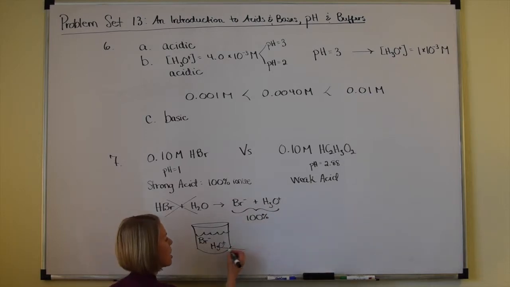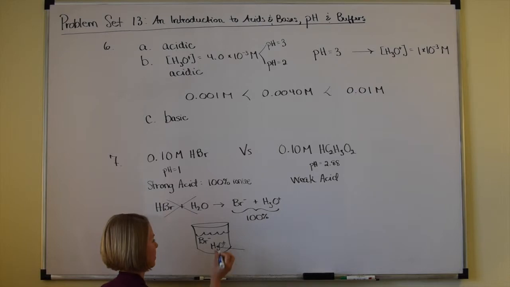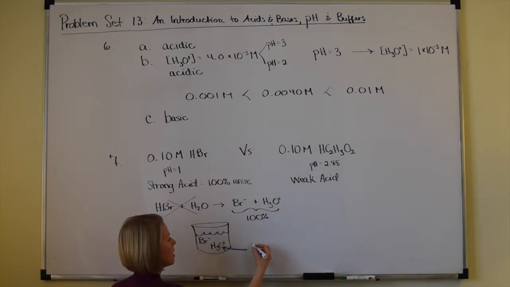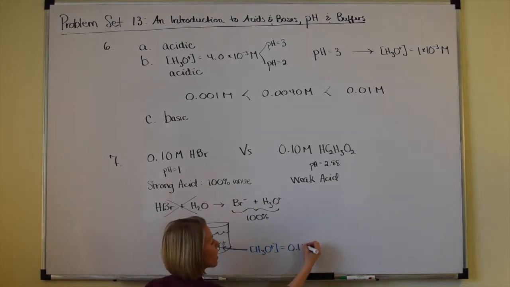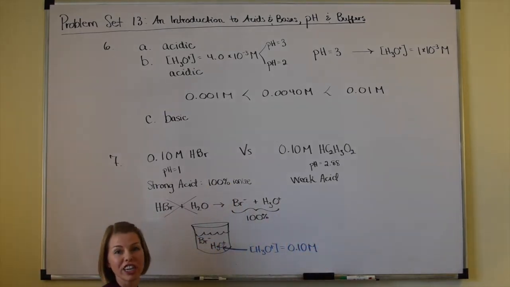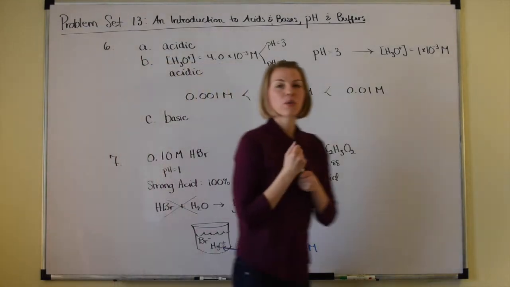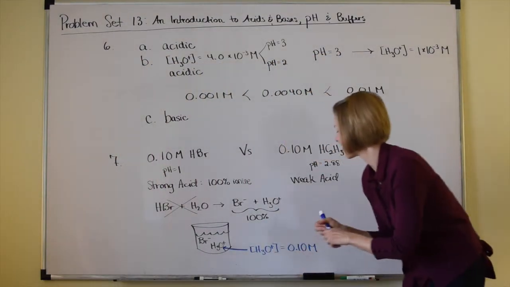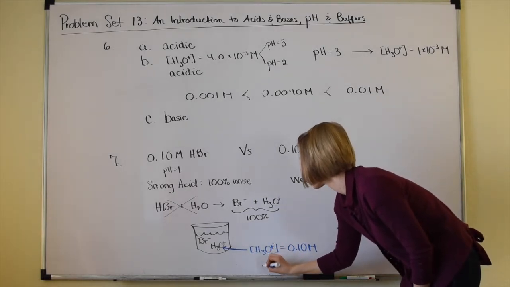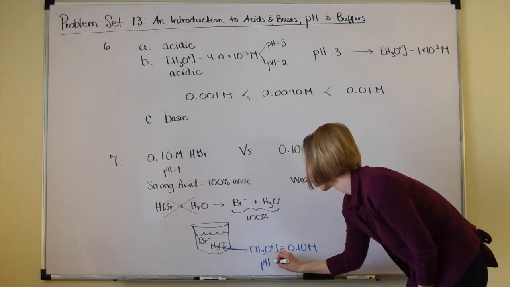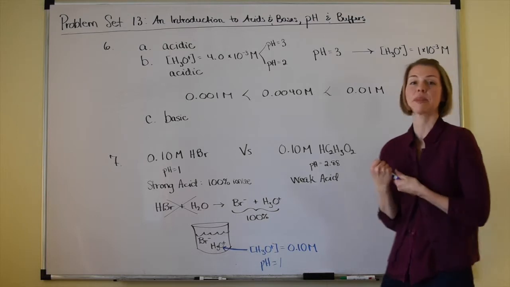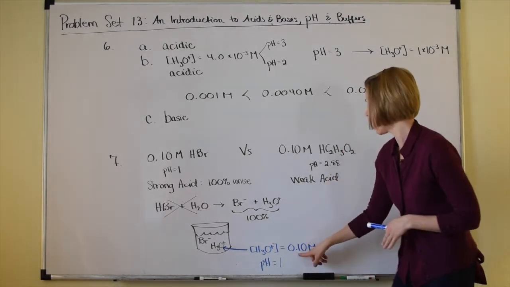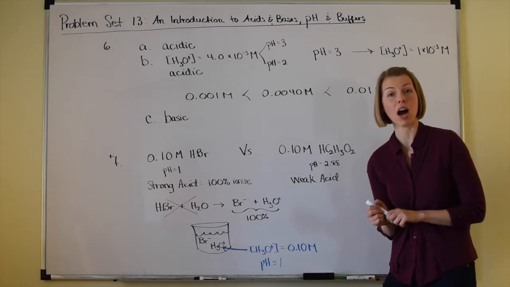So the concentration of the hydronium cations, and let's write that in a different color here, hopefully that'll stand out a little bit, the concentration of our hydronium cations will be the 0.10 molar concentration. Last but not least, that means our pH will be equal to 1. Okay, so we can go ahead and type that into our calculator. Negative log of this number, you should come up with a pH of 1.